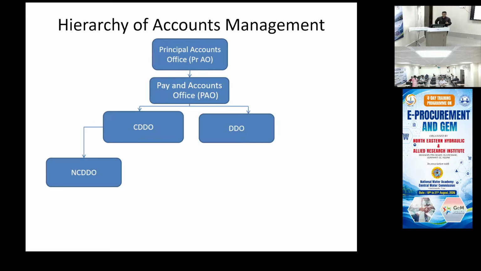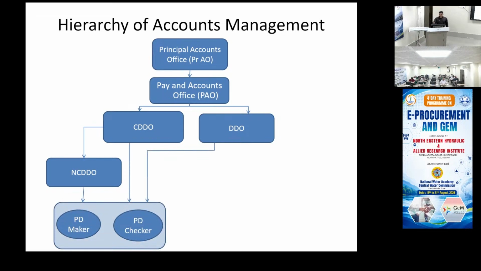Like how the DDO works under the PAO, under the CDDO you have various NCDDOs. Like the executive engineer, he can be the DDO for his division, and also he can have other offices. He can have directorates or circle offices which will have their DDOs, and their DDOs will pass their bills to him for him to make the final payment. So the Check Drawing Disbursing Officer has non-Check Drawing Disbursing Officers attached to them.